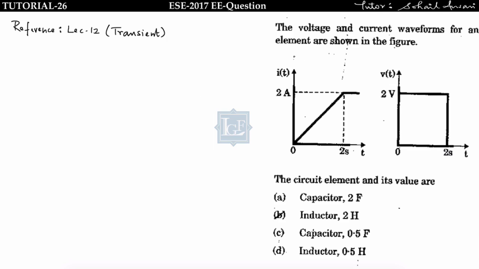In the first problem, it is saying the voltage and current waveform for an element are shown in the figure. This is the current waveform and this is the voltage waveform. You have to find the circuit element and its value, meaning whether the element is an inductor or a capacitor. Only two options are given, capacitor and inductor. So let us take both the cases.